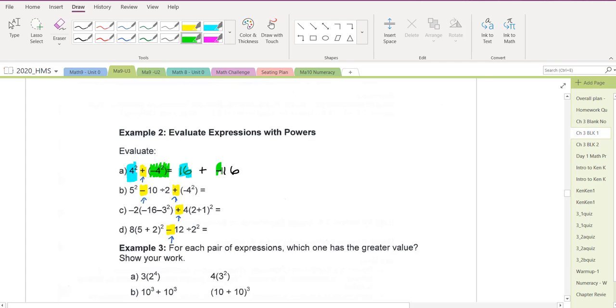Now, you can go 16 plus negative 16, or you can just rewrite that as 16 minus 16, right? A positive and a negative combined together make a negative, right? Which is equal to 0. All right?